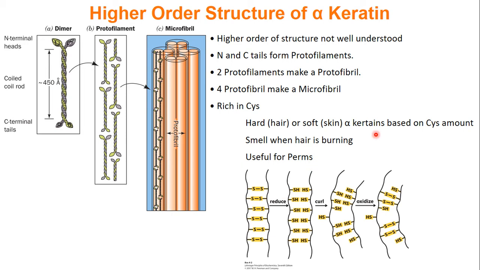We actually use the idea of hair having a lot of cysteines when we do a perm. Normally your alpha keratins will be in disulfide bonds, and during a perm you'll add a chemical to reduce these disulfide bonds. You can then curl your hair and re-oxidize, forming new disulfide bonds, leading to this permanent curl. Or you could do the opposite. Let's say your hair is curly and you want it to be straight. You break these disulfide bonds, you straighten out your hair, you reform the disulfide bonds, and now you have straight hair. That's how that works on a biochemical level.